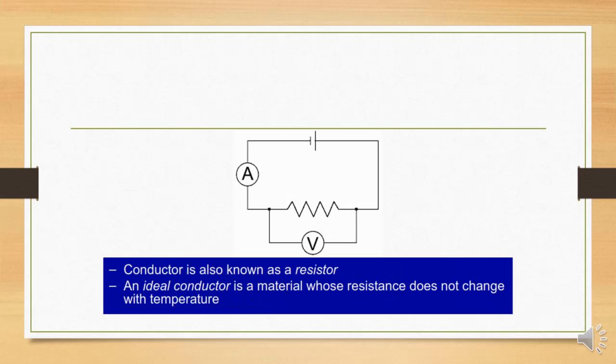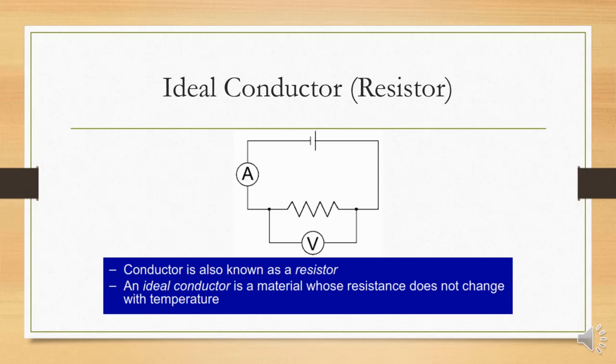Now again, we take the simple circuit and ask what is the meaning of an ideal conductor, or ideal resistor. This is a resistor in the circuit, V is a voltmeter, and A is an ammeter. An ideal conductor or resistor is a material whose resistance does not change with temperature. Like in the case of a bulb, with the passage of time, if here is a bulb instead of a resistor, it also produces heat along with light. So the electrical energy is being converted into two forms, heat energy and light energy.